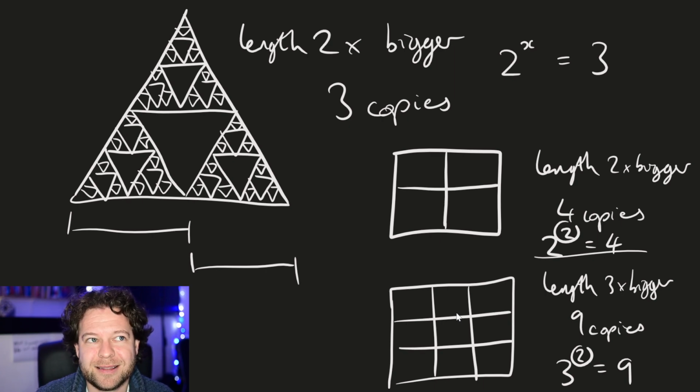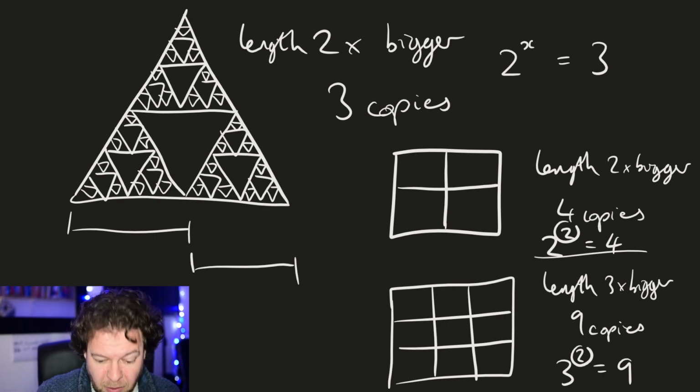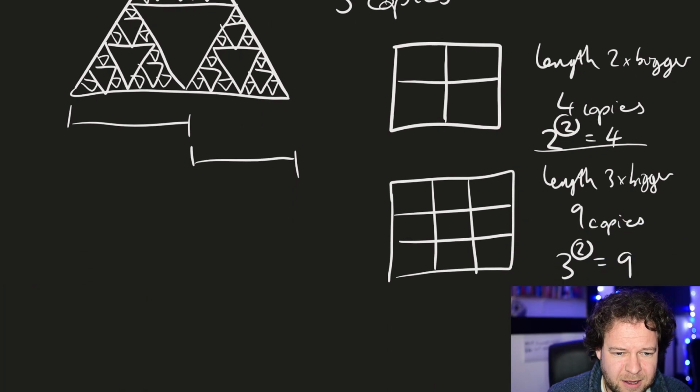And that's our starting point for the idea of a fractional dimension. So let's actually solve that equation and find the actual dimension number we're talking about. Although, spoiler alert, it's going to be an irrational number. Let's do it down here.